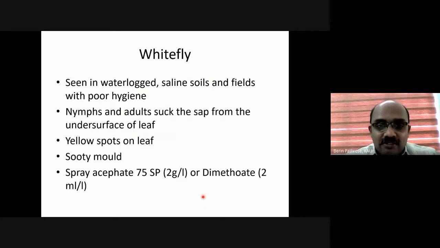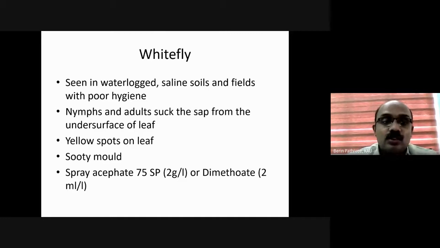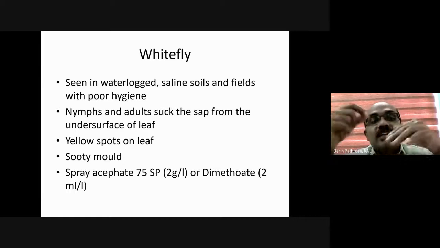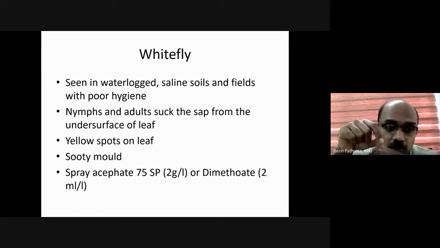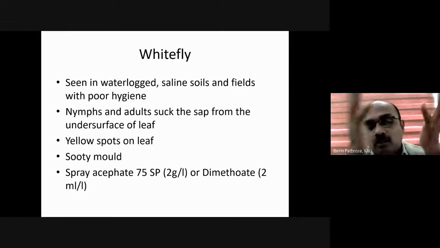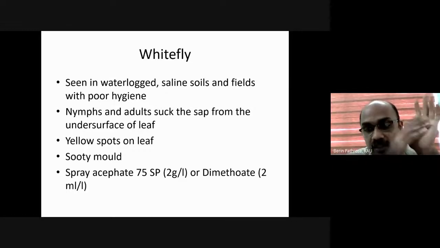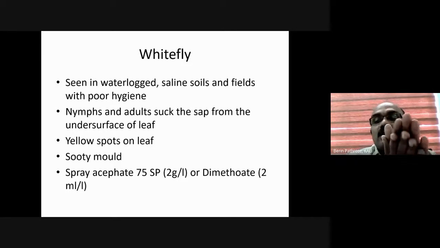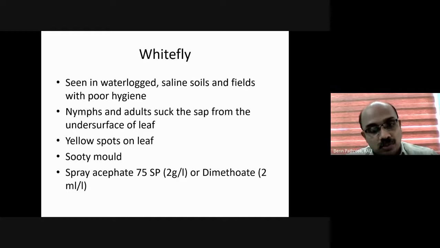The next pest is whitefly. It's seen in waterlogged saline soils and fields with poor hygiene. That means the crops which are not managed very well in waterlogged conditions, in saline soils and fields with poor hygiene. As usual with any sucking pest, nymphs and adults suck sap from the undersurface of the leaf. Because of the sucking of the sap, we have yellowish spots and sooty mold growth on the upper surface. Again, for management, we can go for acephate and dimethoate.